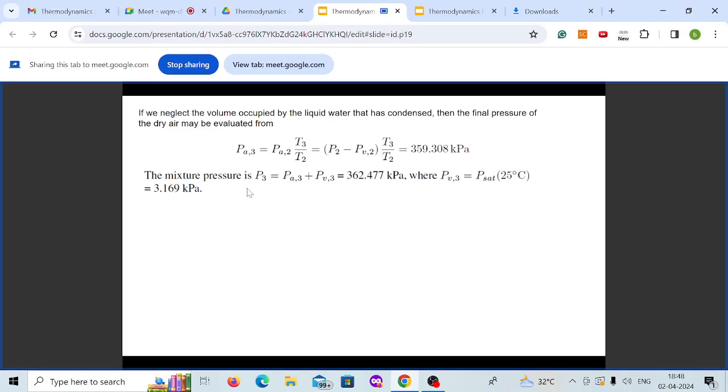At state 3, the saturation pressure of water vapor at 25 degrees Celsius is 3.169. That plus 359.3 will give you 362.477 kilopascal. So this is the final pressure which will be inside the cylinder.